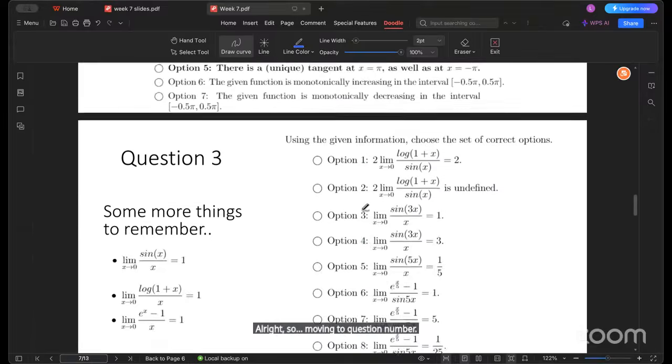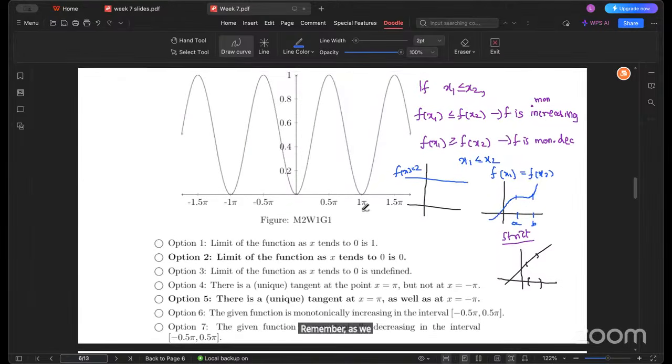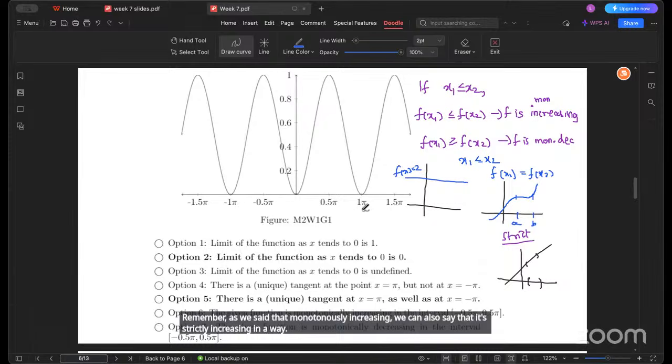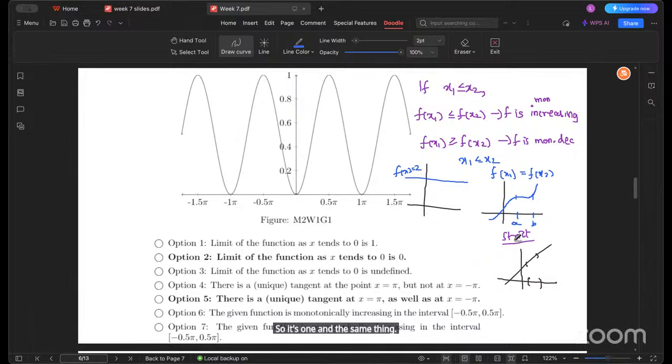As we said, monotonically increasing, we can also say that it's strictly increasing in a way. It's one and the same thing. In this case, it's not the same, but strictly increasing implies monotonically increasing, but not the other way around. So you have to be careful. They are not the same.